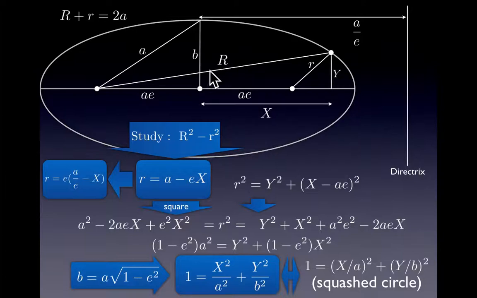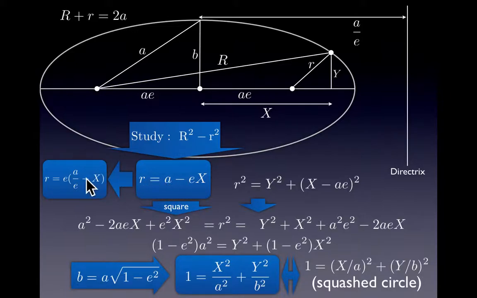Now, a key point here is to find a relation between r and the projection on the x-axis, which is x. To do this, you can study the difference between the square of the two radii. It's a very short exercise. You can do it yourself, or you can click this link to see the derivation. But you find a very simple relation between r, the eccentricity, and x. And from this relation, we get the other two definitions.